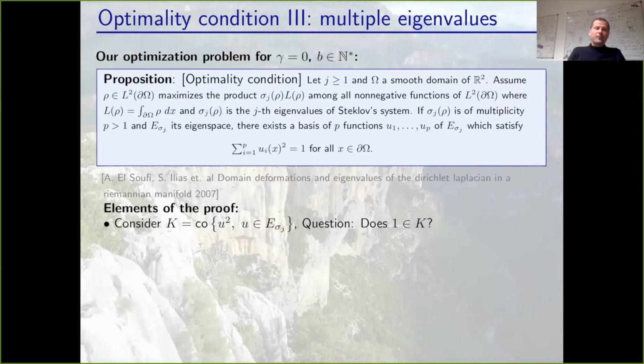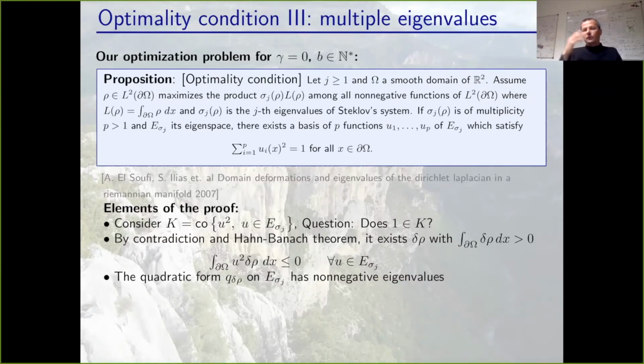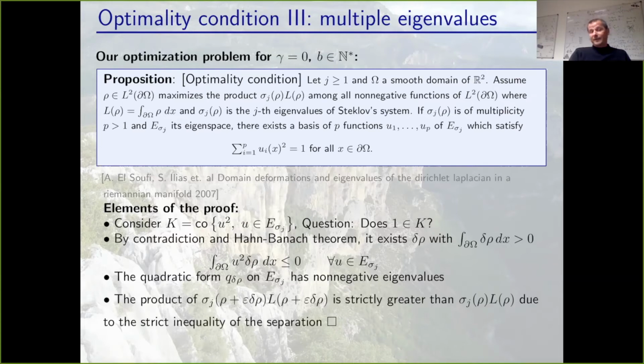The convex set generated by the squares of the eigenfunctions in the whole eigenspace you are considering. The question is, is 1 in this convex set? You can apply the Hahn-Banach theorem. If it is not the case, then you may have these two inequalities, because you have a hyperplane which separates the convex set K and the singleton 1. It says that the perturbation along the boundary is strictly positive and the derivatives are negative. So the previous quadratic form, which gives a description of all the derivatives, has non-negative eigenvalues. You do not know what the derivatives of these smooth curves are, but what you know is that, if this is the case, then it is possible to perturb the metric such that you obtain a product which is greater than the original product, which is a contradiction, okay? So this separation argument gives you this equality.